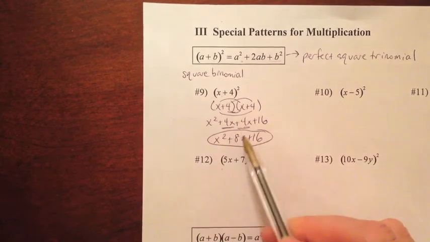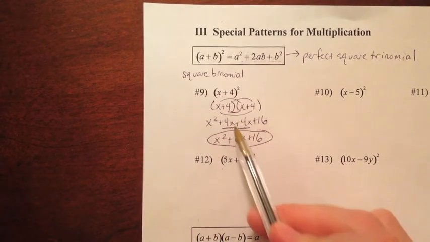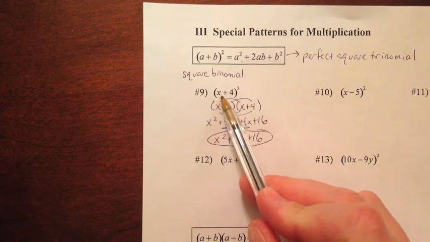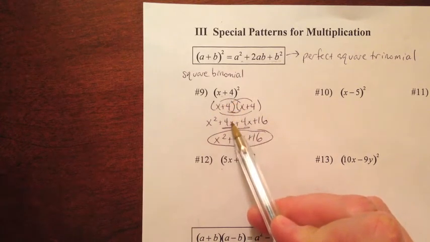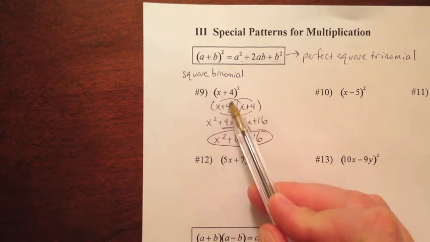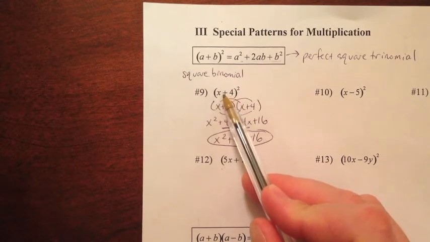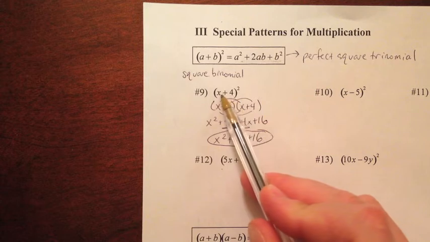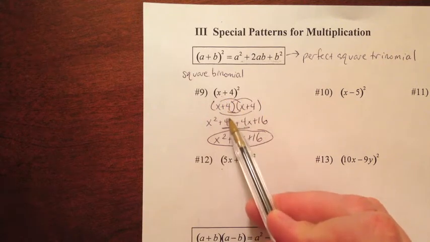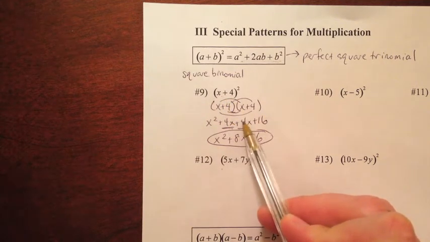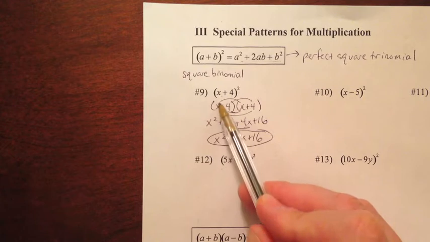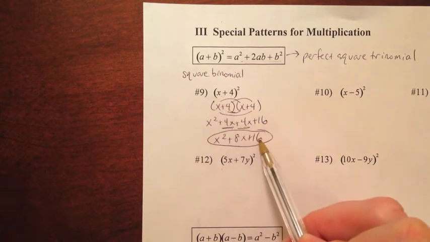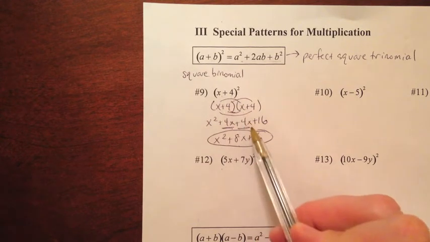Well, since the two middle terms are the same, notice that the binomial was x plus 4. Notice that my two middle terms are 4x and 4x. So basically, if I take these two numbers, 4 and 1x, and I multiply them, I'm going to have them twice. So if I double this, I get 8x. There's my middle term. The first term is x squared, and my last term is 4 squared, which is 16.